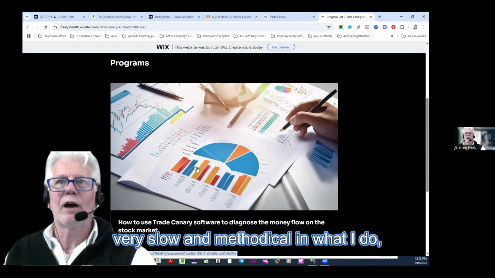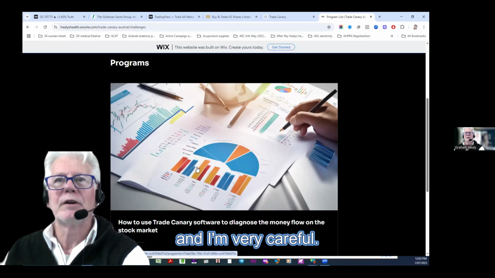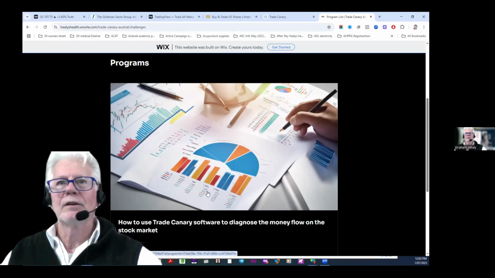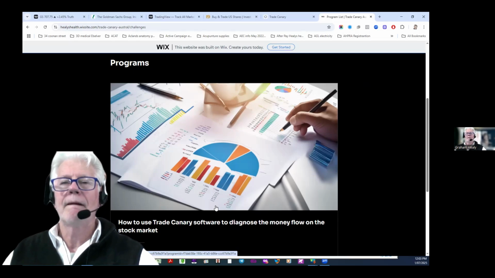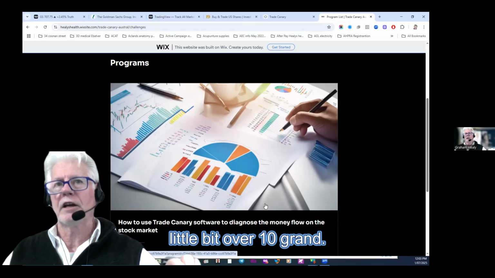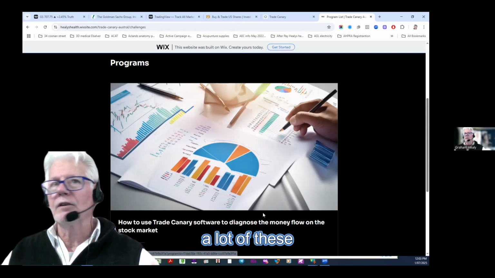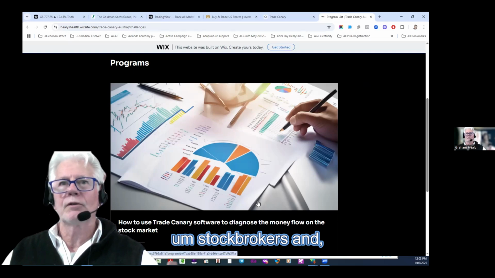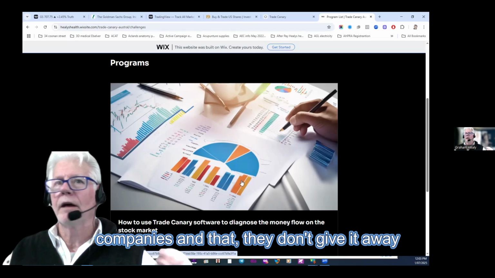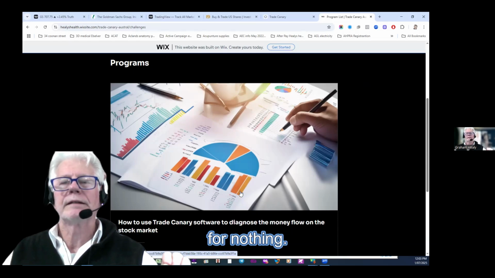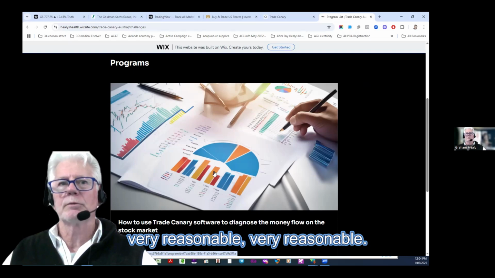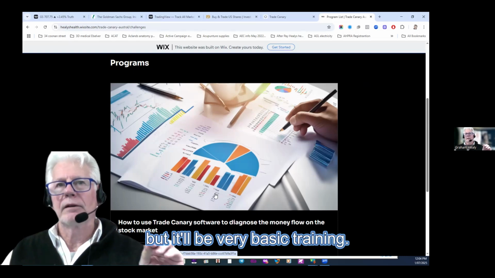I'm very slow and methodical in what I do, and I'm very careful. So if you want to go through this course, you can link on to Trade Canary at the same time. Now, I'll tell you this, the courses that I've done cost me a little bit over 10 grand. A lot of these stockbrokers and investment companies don't give the training away for nothing. So when I do this training, it will be very reasonable. It's not going to be in the thousands, but it'll be very basic training.